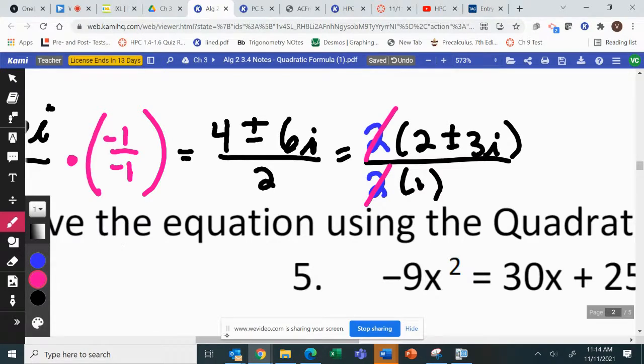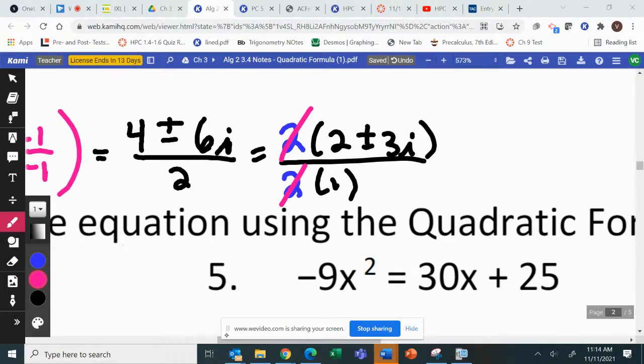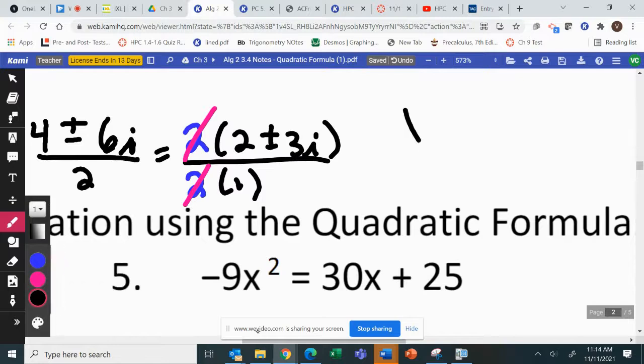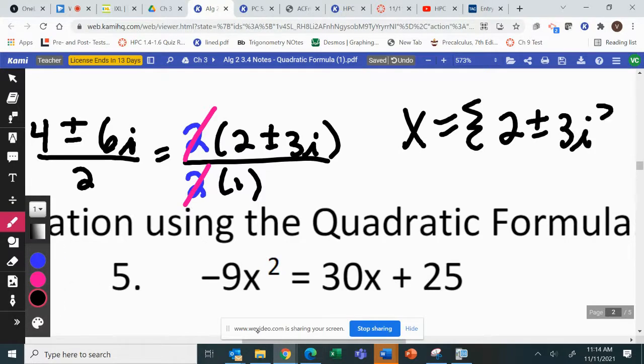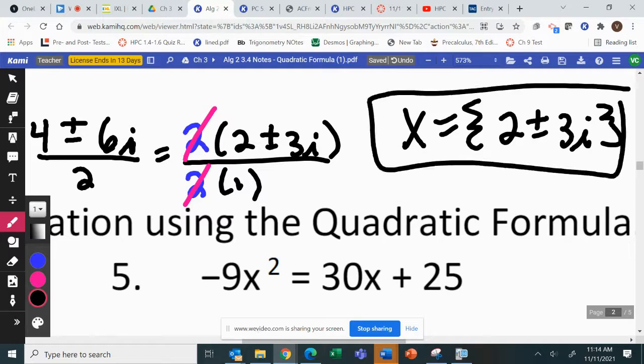So we just have 2 plus. Yeah, if it's over 1, then you don't have to write it over 1. So we just have x is 2 plus or minus 3i.